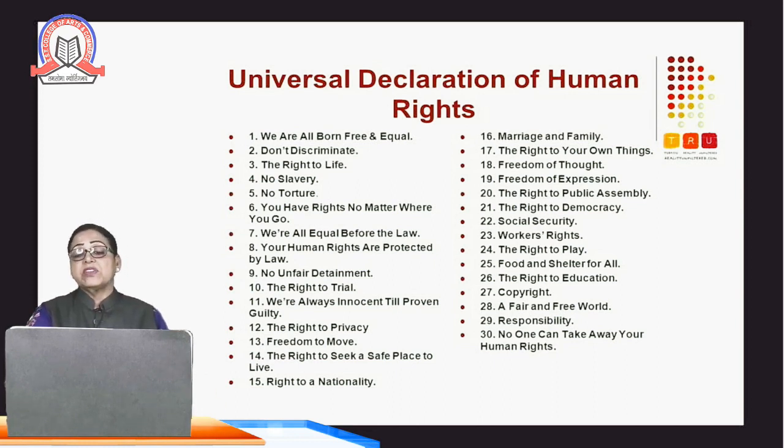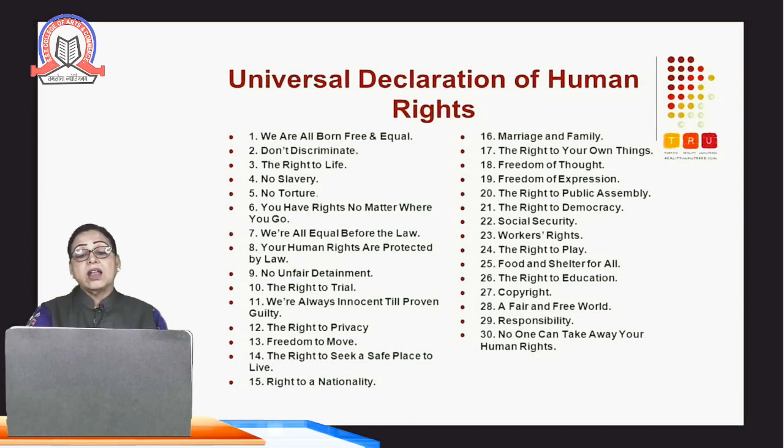The right to privacy. Every human being possesses the right to enjoy his or her privacy. Nobody should intervene in the privacy of anyone else. Freedom to move. We have freedom to move from one place to another. We have freedom to migrate. This is based on our choice, our requirements. Nobody can restrict us. The right to seek a safe place to live. Yes, it is a basic human right.